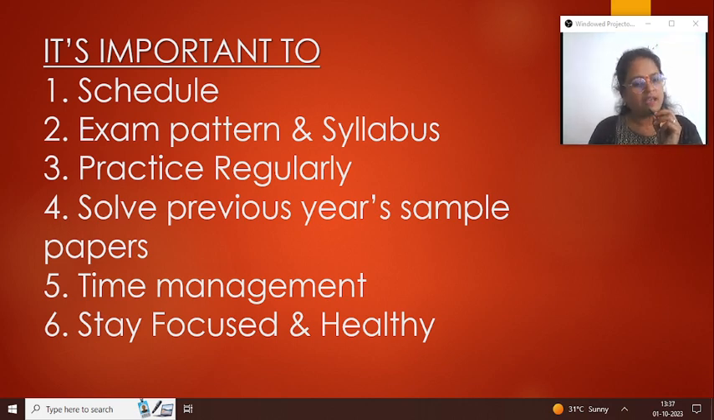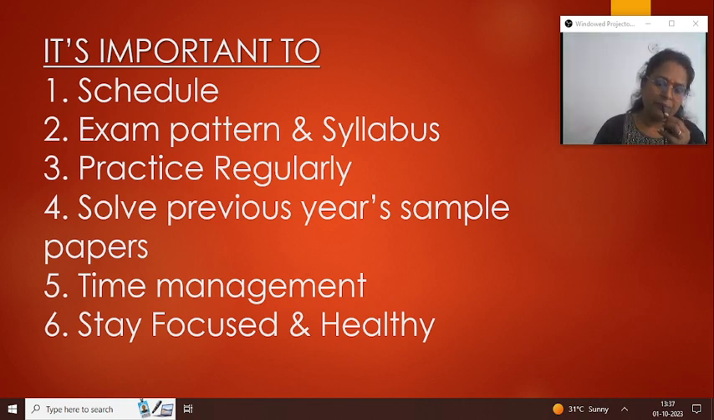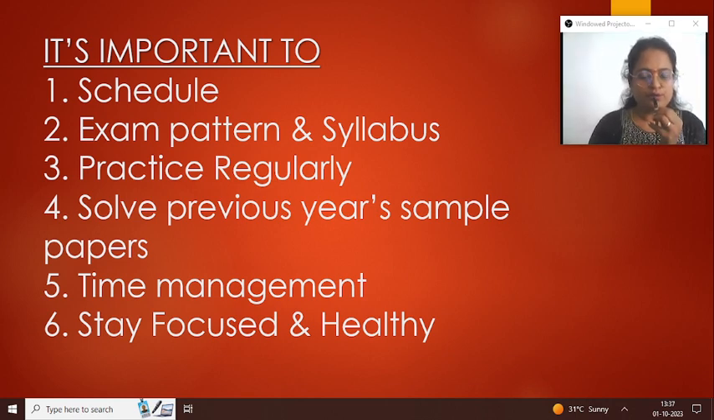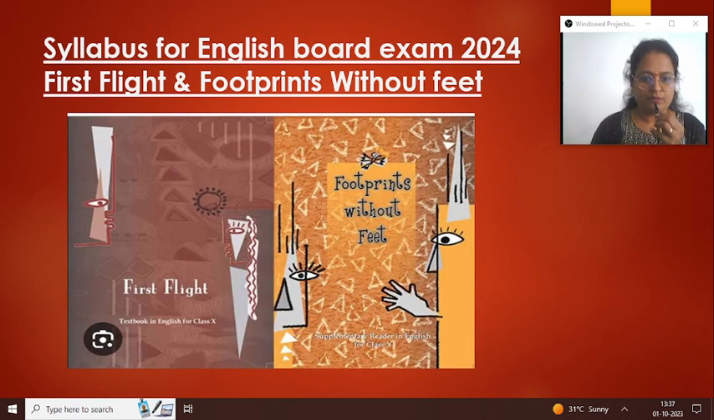Stay focused and healthy. What happens now is we don't take care of our health and other things, and we don't stay focused. What exactly, how many marks do you require? I want 95 marks, I want 80 marks, I want 99 and a half. Set your target and be healthy. Have your food on time and be healthy. If you work on all these things together, they are going to help you to attempt the paper in a successful manner.